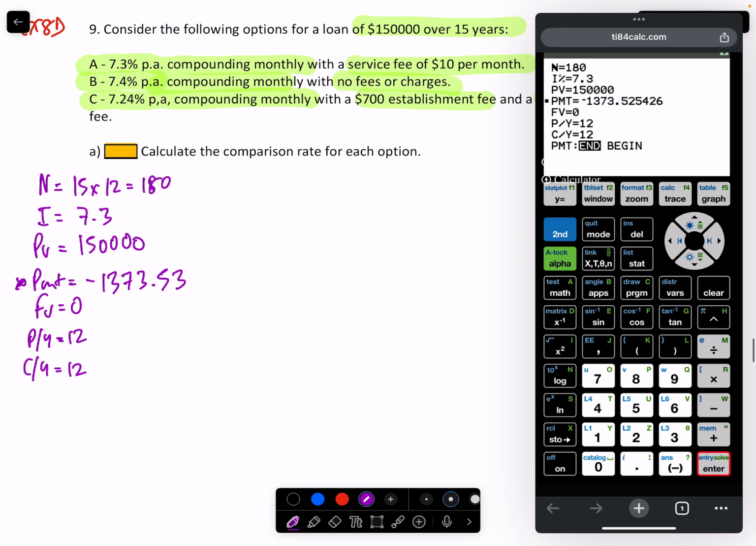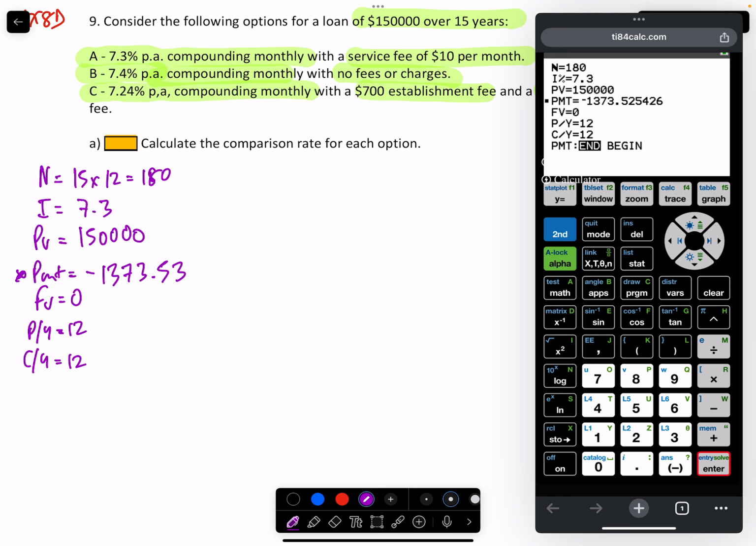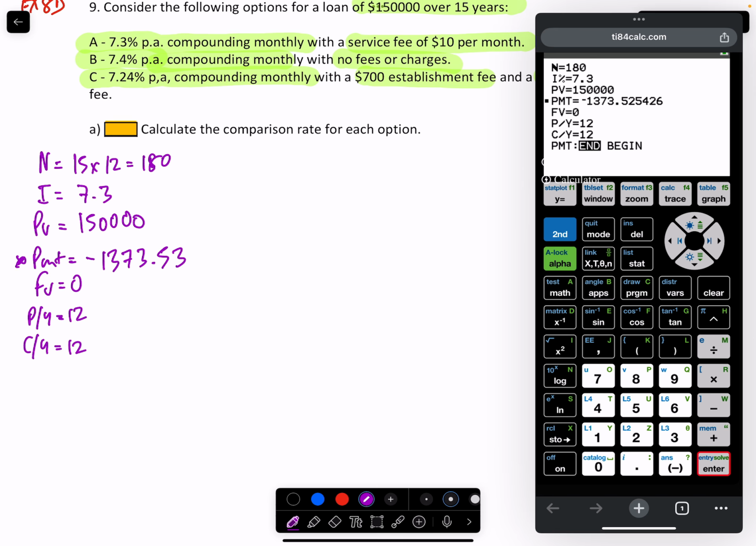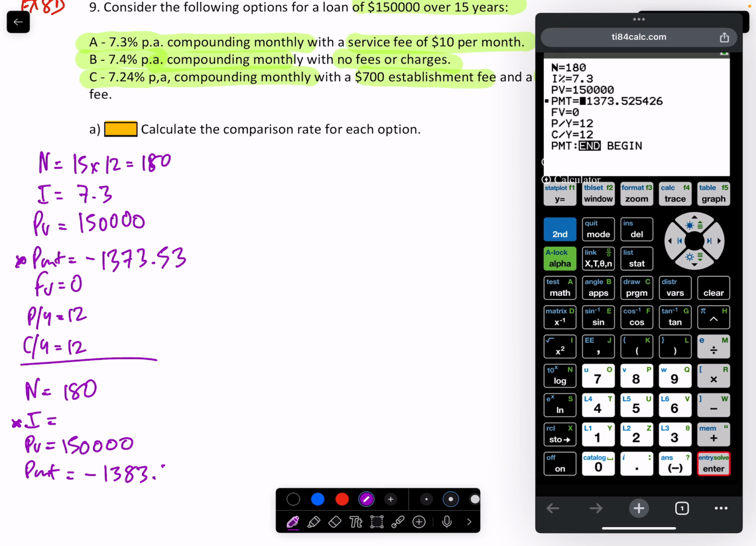So we've worked out the payments, but there's an extra $10 service fee per month. So therefore, now N, so 180, we need to add the ongoing fees on top of that. We're going to solve for I now, which is the comparison rate. The PV was always 150 grand, but we're acknowledging that I'm paying $10 extra, so $1,383.53. So these payments are too high for the rate of 7.3%.